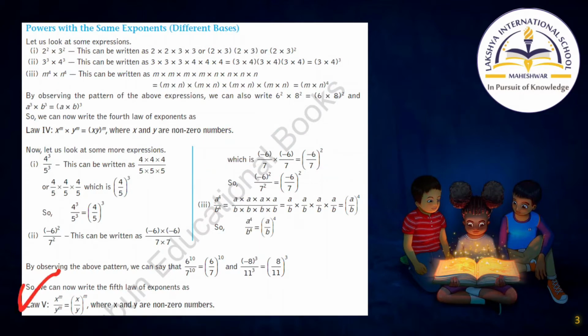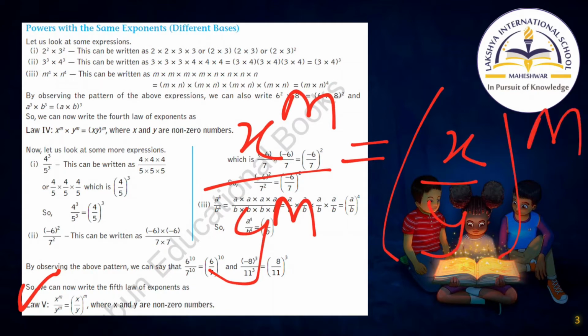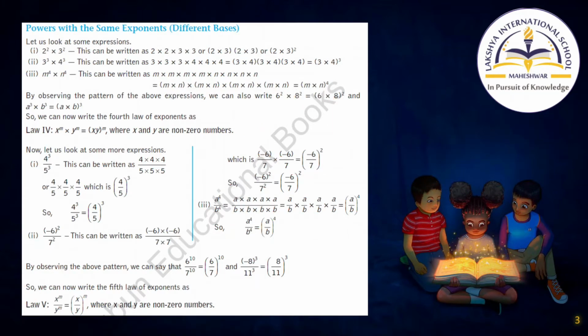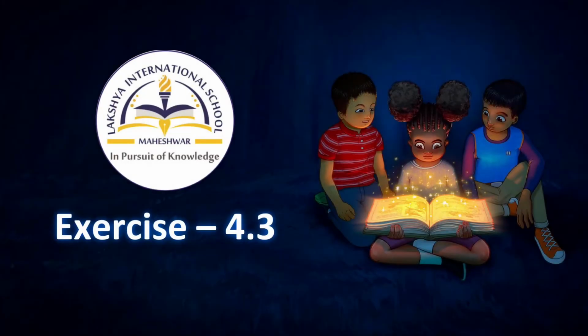Now our next law is law 5, that is for divide. Suppose we have x raised to the power m by y raised to the power m, so we have to write (x by y) whole raised to the power m. Now suppose we have this example, 6 to the power 10 by 7 to the power 10, so we can write (6 by 7) raised to the power 10. Now on the basis of these three laws we will solve exercise 4.3.